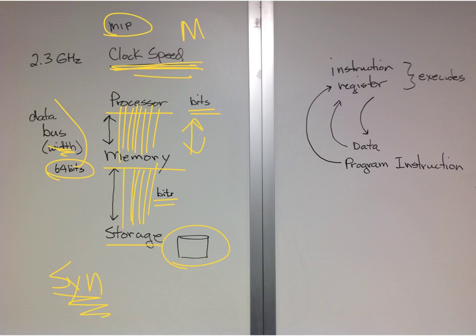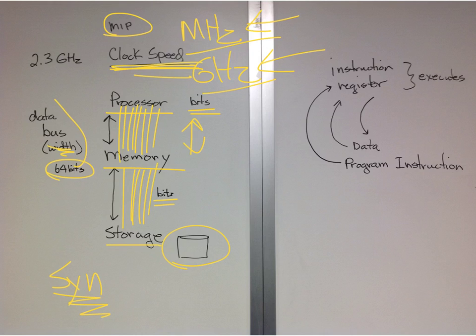clock, megahertz, gigahertz. That's how many clicks per second. 1,000,000 clicks per second, 1,000,000,000 clicks per second. And then we have things occur based on clock cycles.